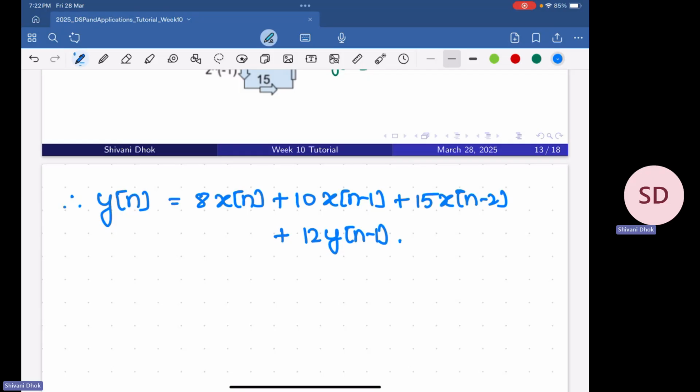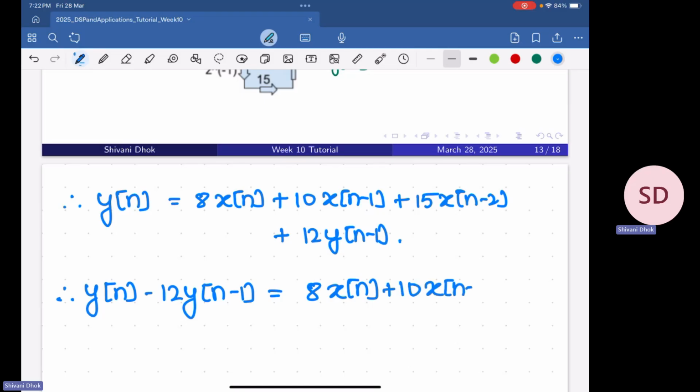But what is asked of us? We are asked to find the system function. So now we need to find out the z transform. In order to do that, before finding the z transform, let us collect the terms of y on the left hand side and all the terms corresponding to x of n on the right hand side. So therefore we get y of n minus 12 times y of n minus 1 equal to 8 times x of n plus 10 times x of n minus 1 plus 15 times x of n minus 2.